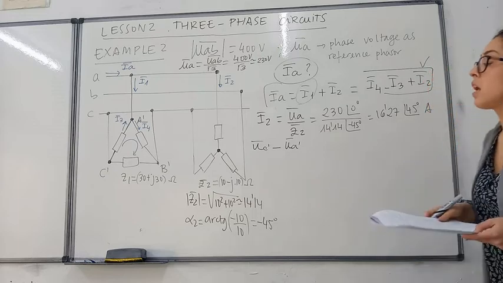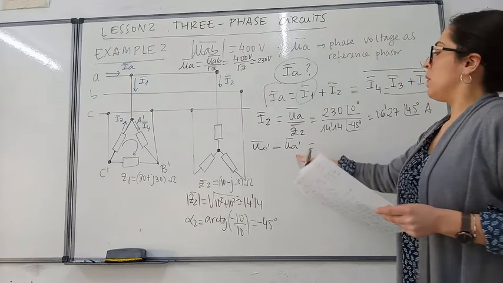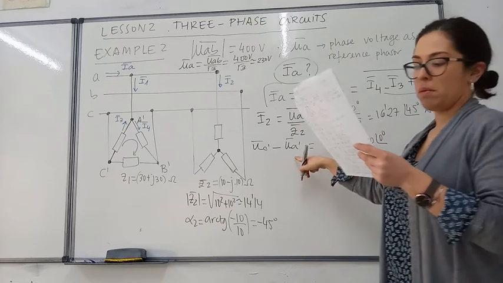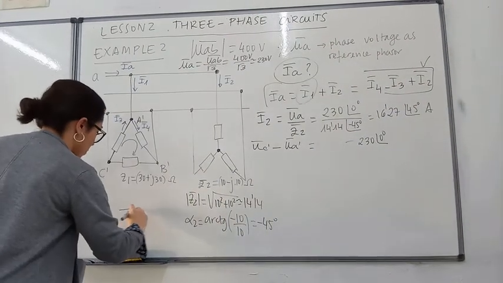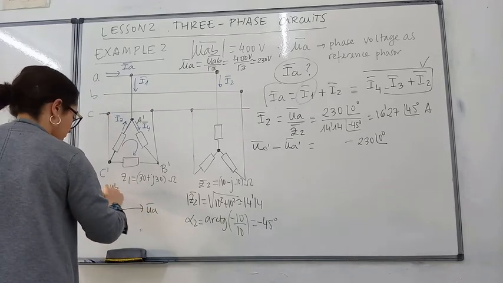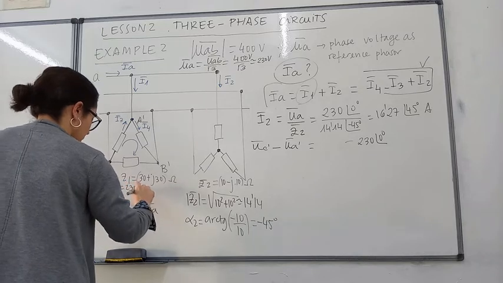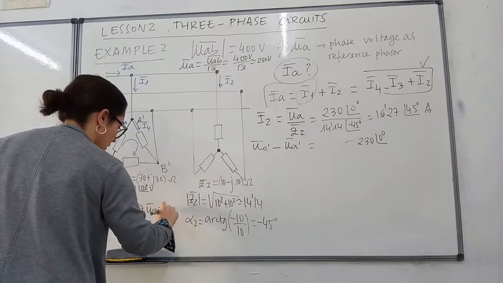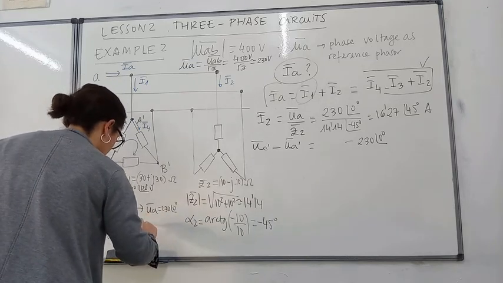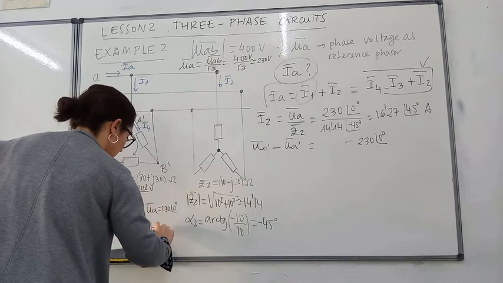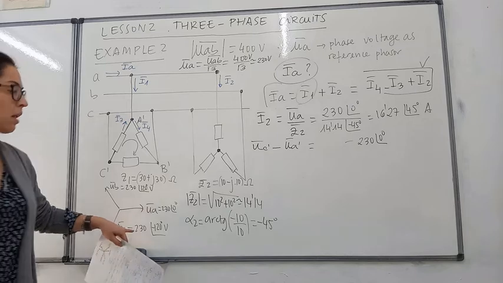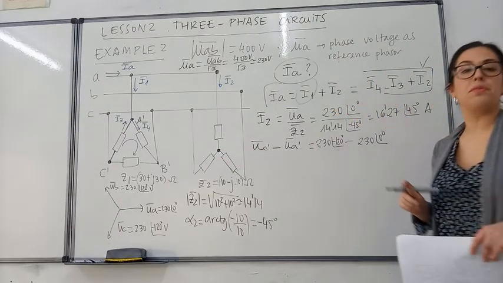So what is UC and UA? Well, UA was 230, 0. And what about UC? Well, the reference that we are using is, this is UA, this is UB, that is 230, 120 volts, here 230, 0, and here UC is 230, minus 120 volts. So there you have to calculate the difference between these two phasors.